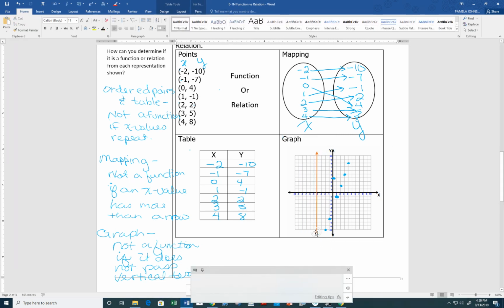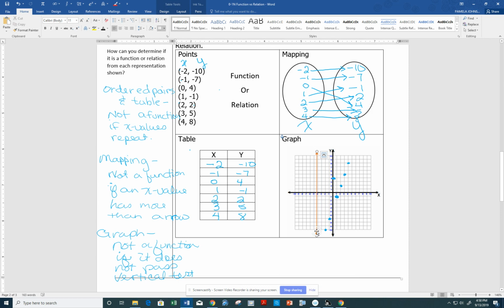I were to take this line and move it anywhere on my graph, it's not going to hit any more than 1 point. So there's 1, that's only 1, 1, 1, 1, and 1. Okay? So that vertical line test comes in handy. All right. I'm going to move this down so we can use it later.